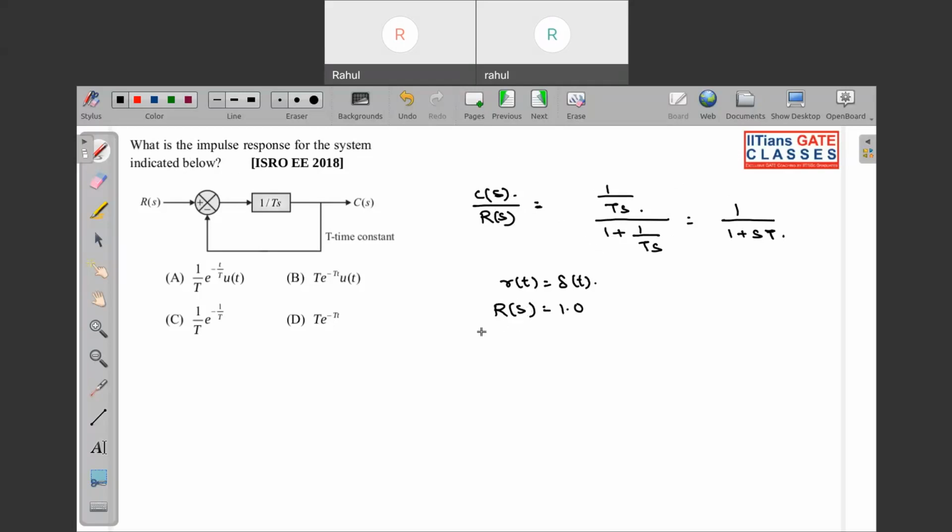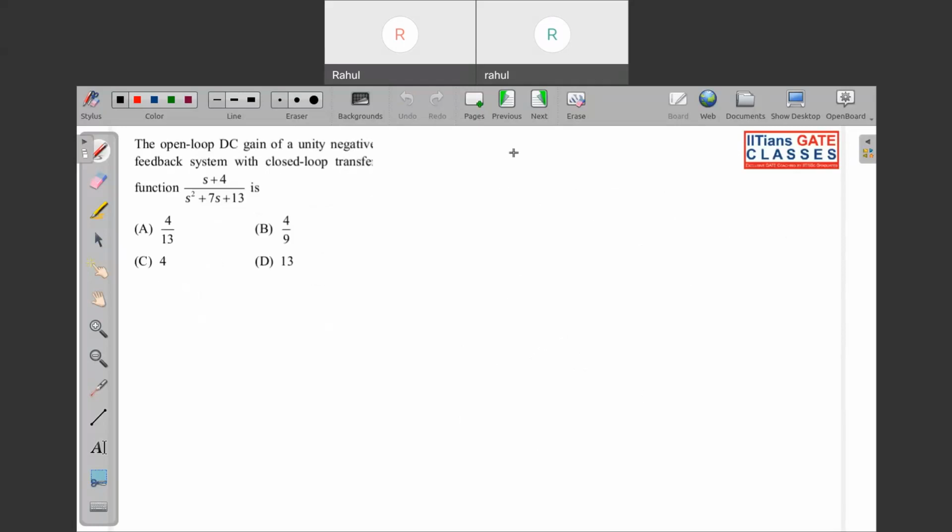So if we solve this over here, C(s) comes out to be, if you take 1 by T common, s plus 1 by T. So c(t) will be equal to 1 by T e to the power minus t by T, u(t). So which option do we see over here? Option A is your correct option for this question. Very simple. So the next question is this one. Quickly solve this one.